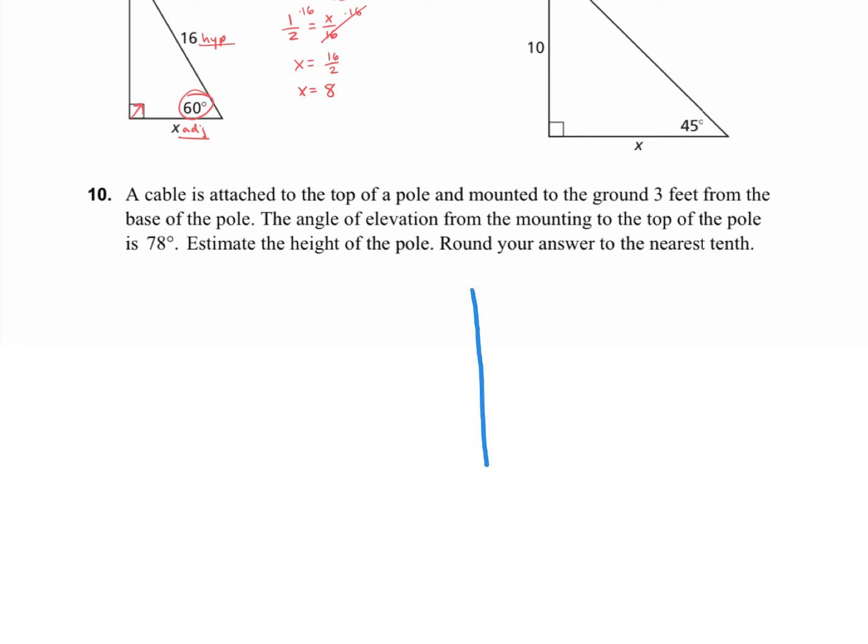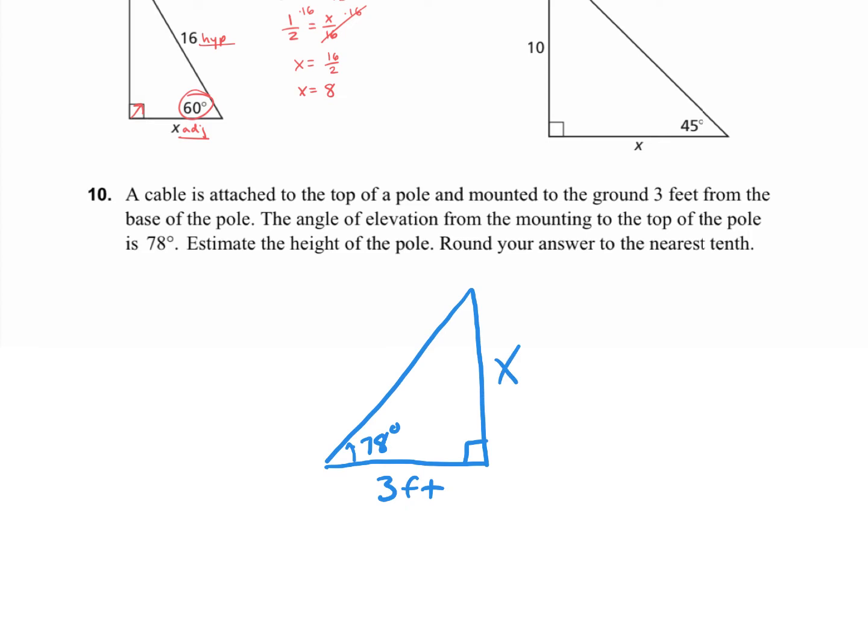So this would be our pole. Cable is from the ground to the top. And from the ground 3 feet from the base of the pole. So this would be 3 feet. And let's see, what else do we know? The angle of elevation, so from the horizontal line up, is 78 degrees. So this is 78. And we need to find the height of the pole.